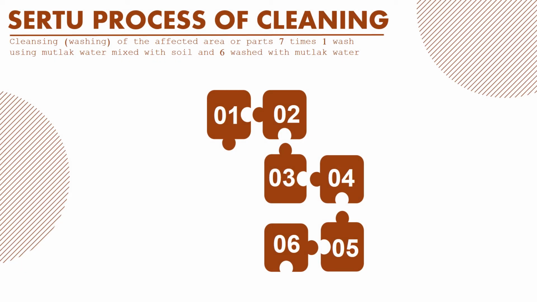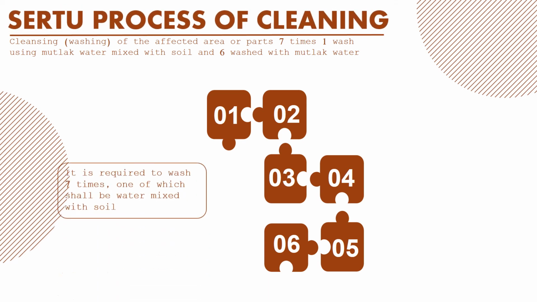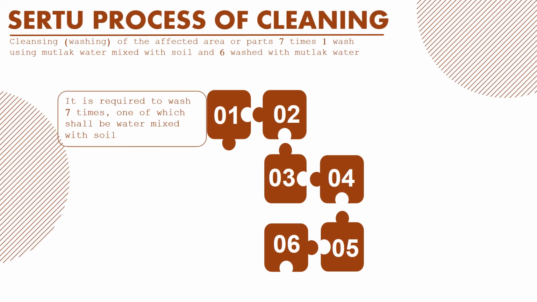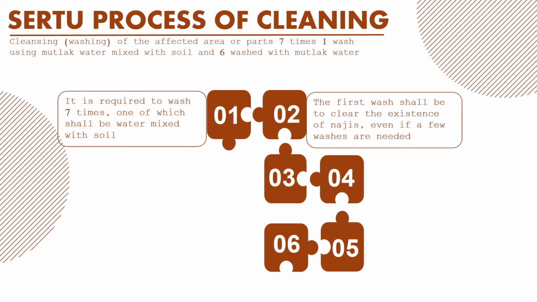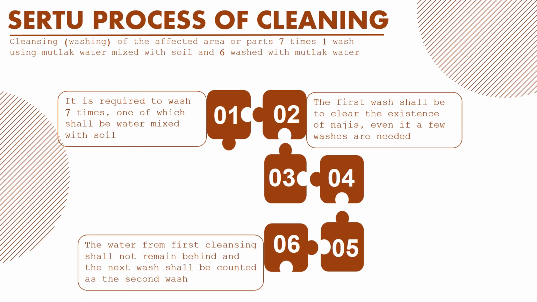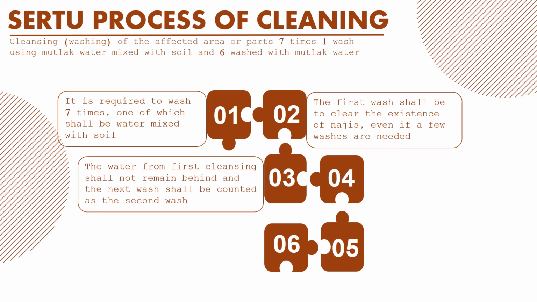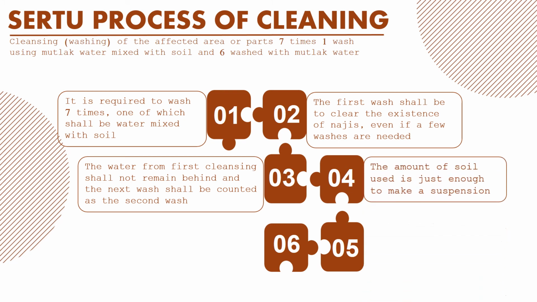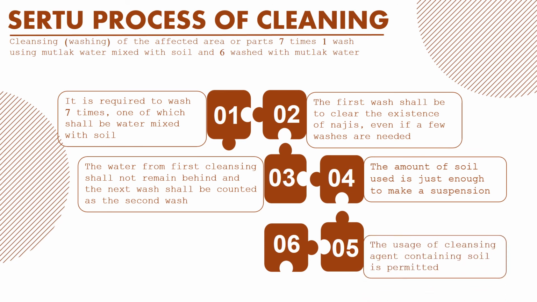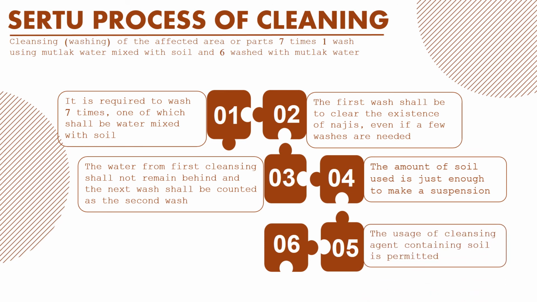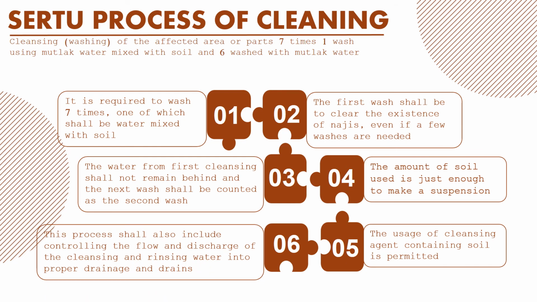Here is the sertu process of cleaning. First, it is required to wash seven times, one of which shall be water mixed with soil. Second, the first wash shall clear the existence of najis. Third, the water from the first cleansing shall continue with the second wash. Fourth, the amount of soil used is just enough to make a suspension. Fifth, the use of a cleansing agent containing soil is permitted, for example, a soap. And the last one, make sure the discharge of the cleansing water goes into a proper drainage.